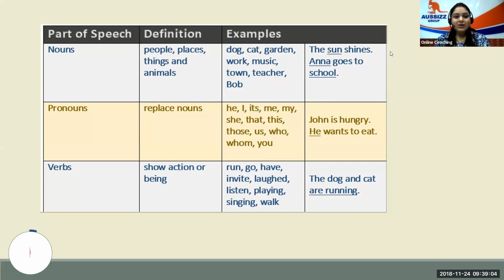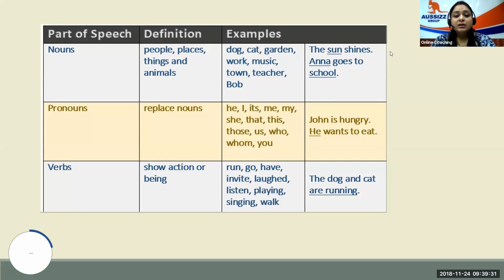Okay, so dog, cat, garden, work, music, town, teacher, Bob, all the things you can see: dog, cat, garden, these are all nouns about which we can talk. The sun shines, Anna goes to school. So here the sun is basically a noun, Anna is a noun, school is a noun. So the thing about which we are talking is actually a noun.